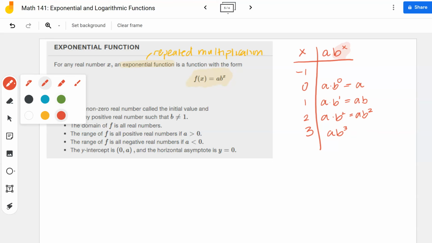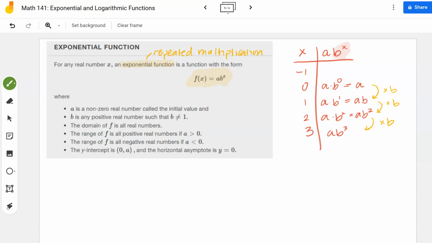So again, the idea here is that we can see this repeated multiplication. As we move in this direction, each time we're taking the previous answer and we're just multiplying by b as we increase our x by 1. So we're basically saying in words, a times this many b's, right? And so we can see this first bullet point in action.